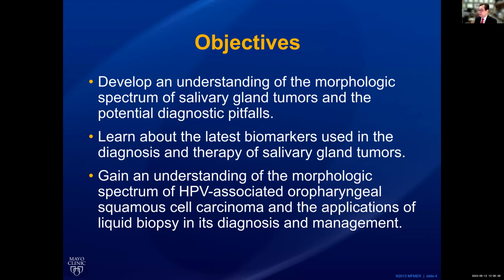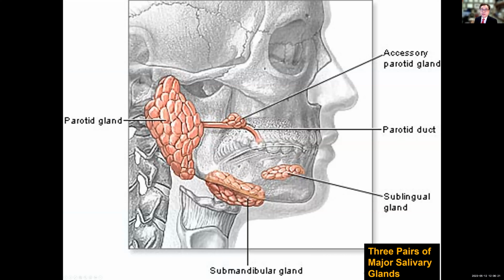So the objectives for this talk today: we try to understand the morphological spectrum of salivary gland tumors and also the diagnostic pitfalls. As we know, when we recognize the pitfalls, then we will come to solutions. Then we want to introduce the latest biomarkers that we can use to help us when we're dealing with dilemmas. And then the next part is talking about HPV-associated oropharyngeal squamous cell carcinoma and some of the newer technology to help the patient.